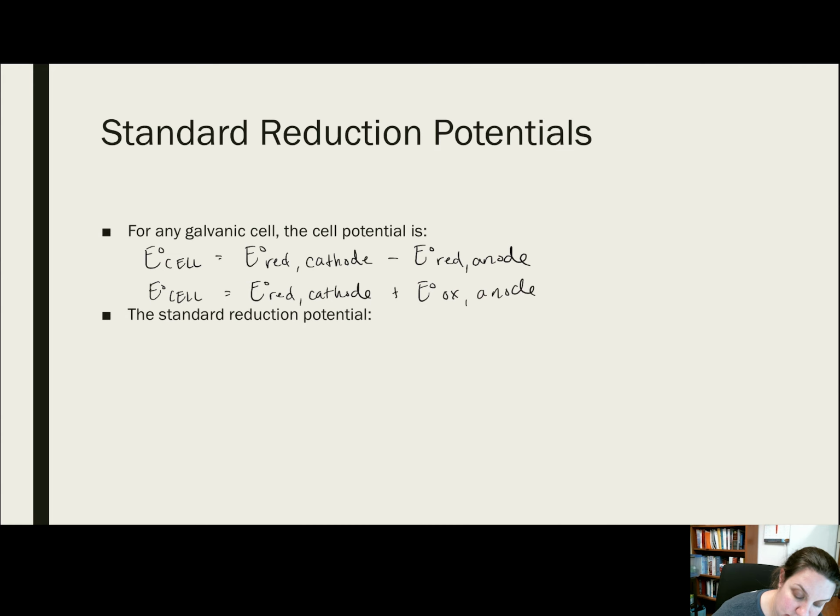Remembering that, or noting that the reduction potential of our anode would be equal to the negative oxidation potential of our anode. So if you're looking at the reduction, the negative value of that would give you the oxidation. Each of these reduction potentials were determined by comparing it to hydrogen gas. So a standard reduction potential is compared to the reduction of hydrogen gas.